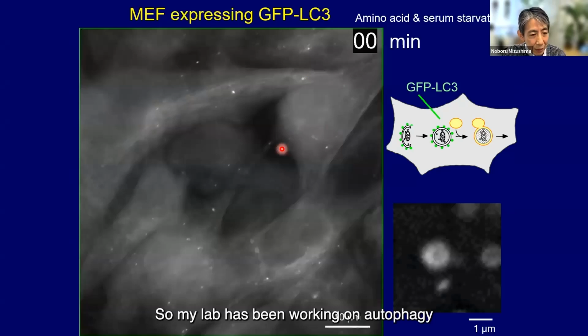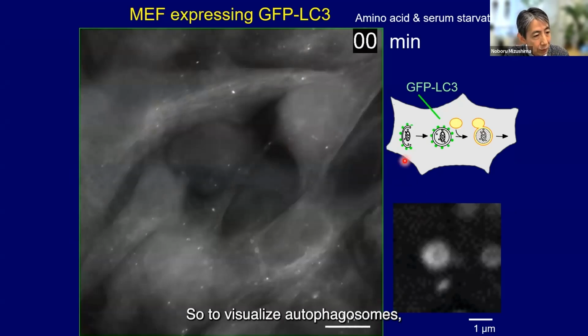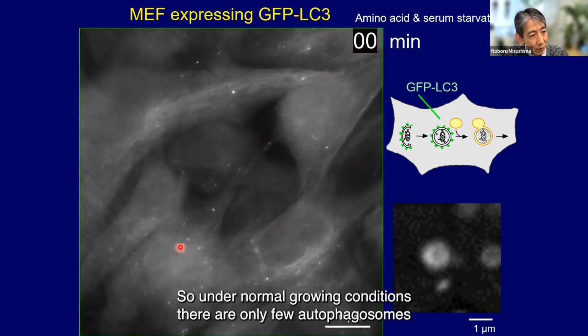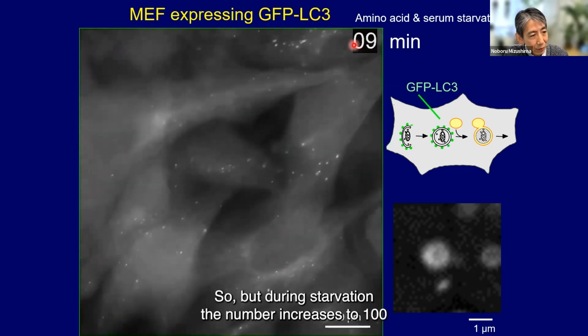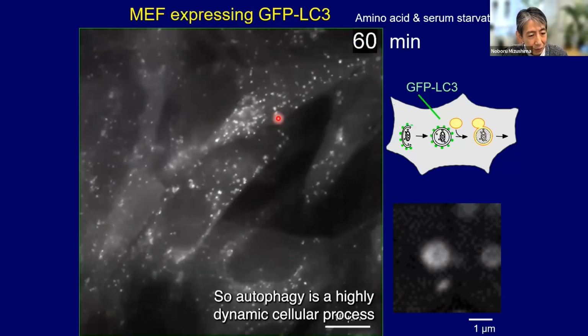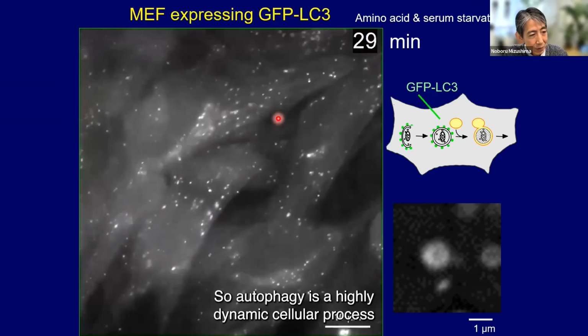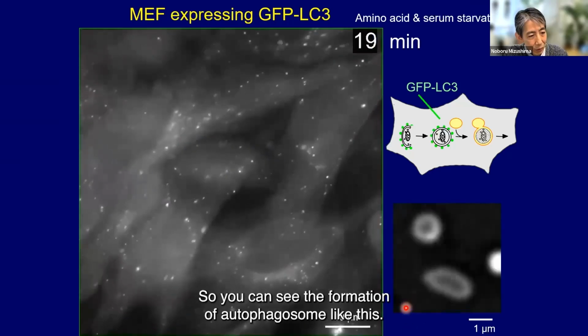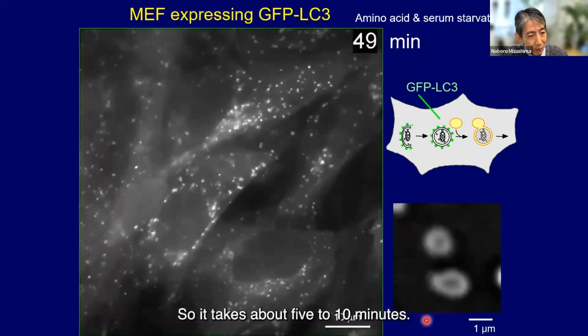My lab has been working on autophagy to elucidate its molecular mechanisms and physiological functions. To visualize autophagosomes, we have used LC3 as a marker. These are mouse embryonic fibroblasts expressing GFP-LC3. Under normal growing conditions, there are only a few autophagosomes like this. But during starvation, the number increases to 100 or 200 per cell. So autophagy is a highly dynamic cellular process that responds to starvation. At a higher magnification, you can see the formation of an autophagosome like this. It takes about 5 to 10 minutes.